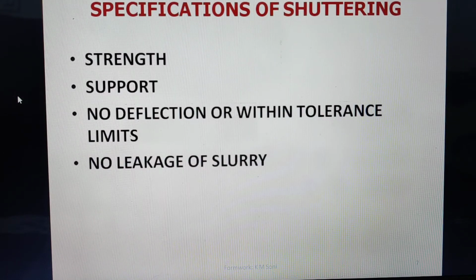So, when we briefly talk about shuttering, it means it should have sufficient strength, and it should have supports so that it is in shape and safe, and there should be no deflection, or if deflection is permitted, then within different tolerance limits, and there should be no leakage of slurry from the shuttering. So this is basically one part of the formwork.